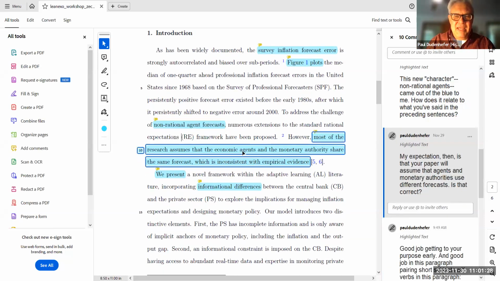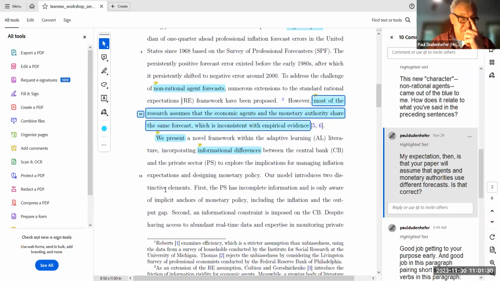Okay. Now you end this paragraph with, most of the research assumes that economic agents and the monetary authority share the same forecast, which is inconsistent with empirical evidence. And if Seathal is still with us, and she may not be, this is what I was talking about. This is an example of situating what you do in the context of the literature. This is what I thought was missing from the excerpt from Seathal's paper. But Zeshan, you have it here. This is great.